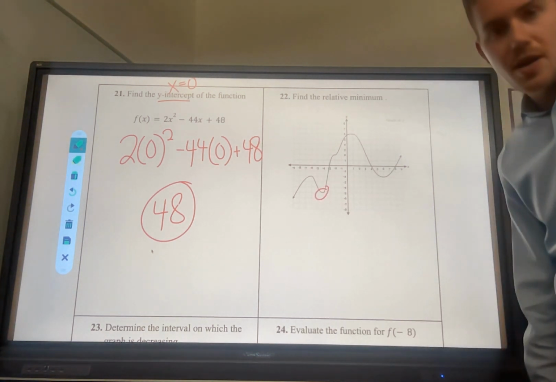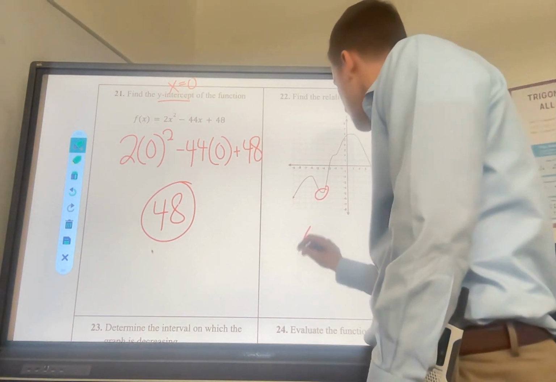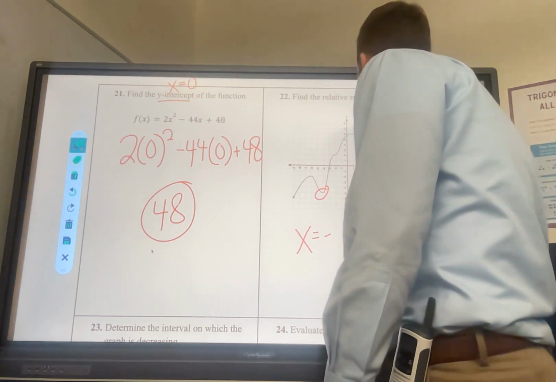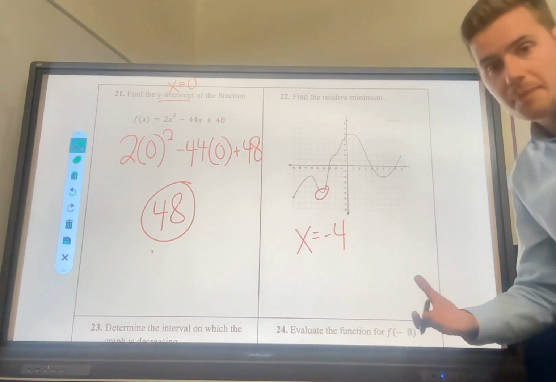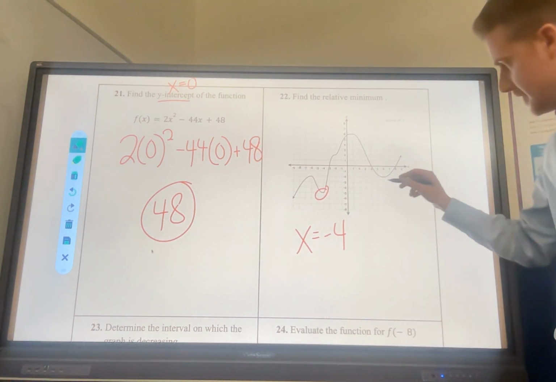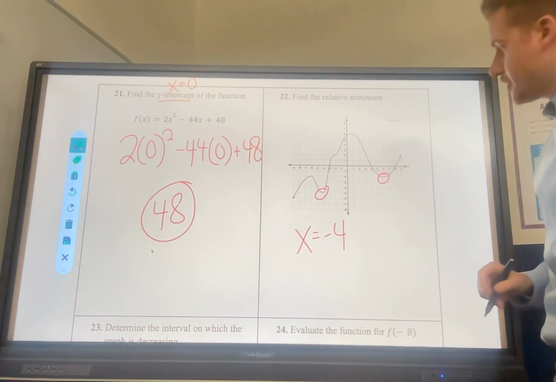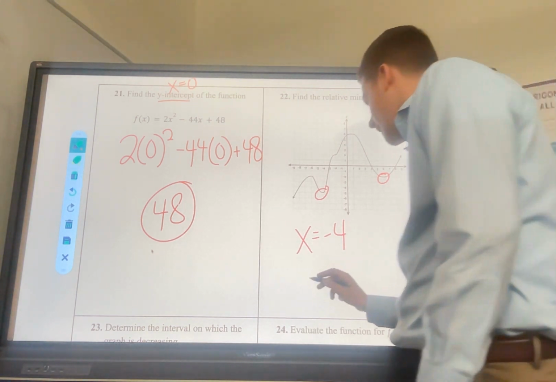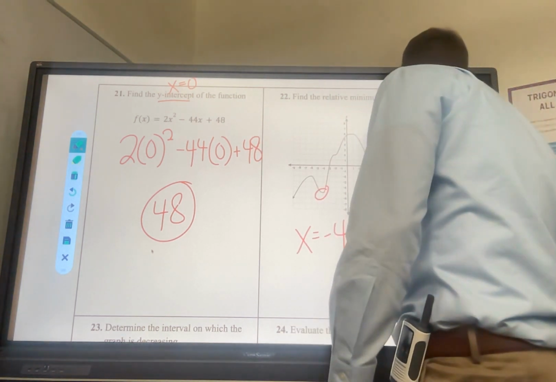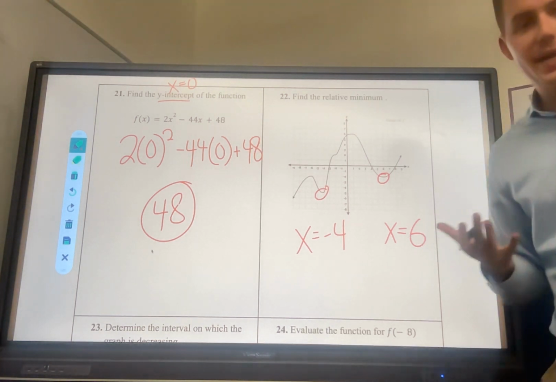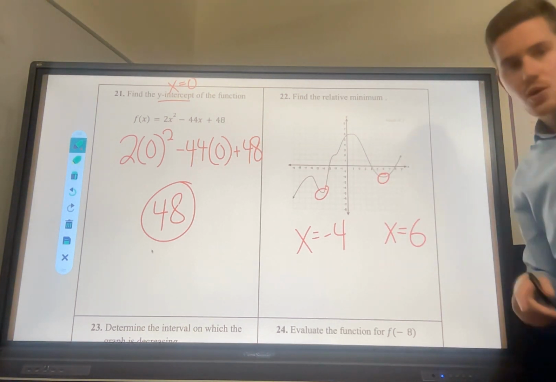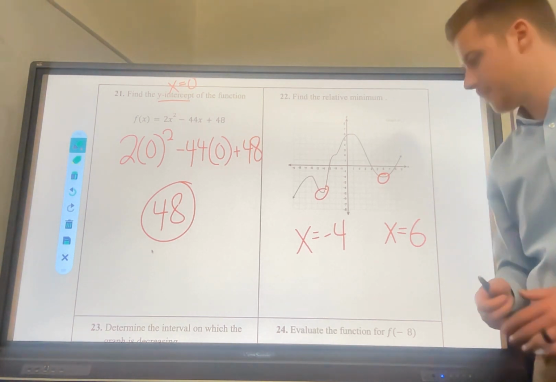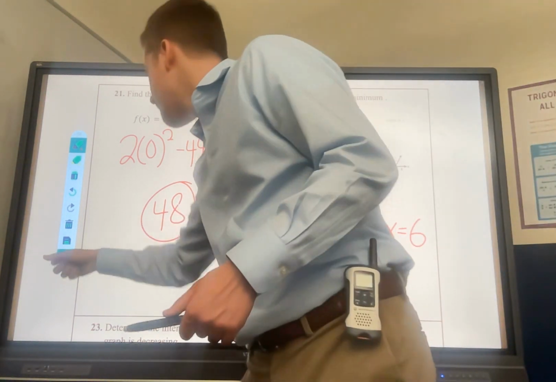It occurs right here when x equals -4, and a second relative minimum, a low point, you'll often see it as a valley like this, occurs here when x equals +6. So those are the 2 answers I'm looking for here. They occur at x equals -4 and x equals 6. That's what our answer should be there. Let's keep it moving.